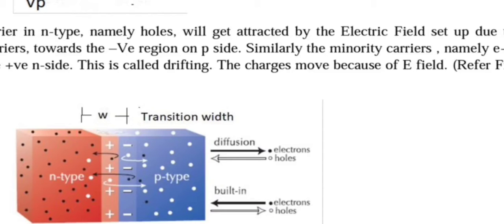Here you can see electron diffusion and hole diffusion arrow marks. The diffusion of electrons, marked with the black line, is happening. Okay, so here in the n type, holes will come.